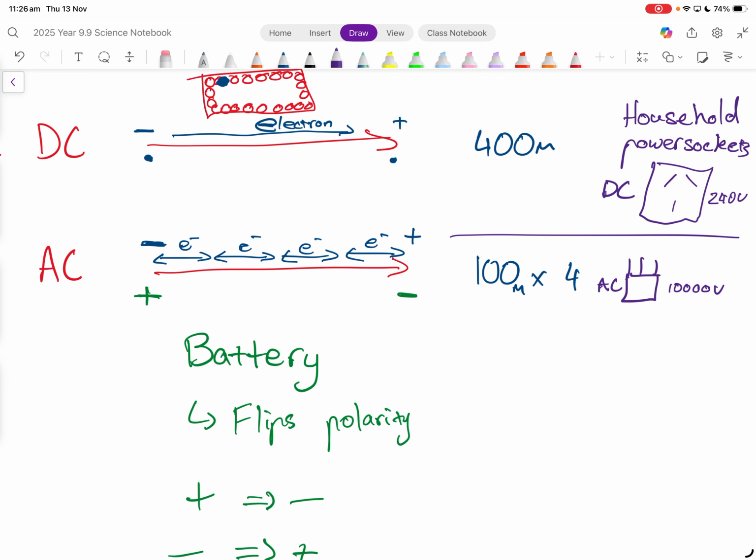Question? Do certain things that plug into household power sockets require more voltage? No. So the maximum that we have coming out of our power sockets is 240. If you go to America, off the top of my head, they only have 120 volts coming out of the power socket. So in Australia, we actually have quite a high voltage.